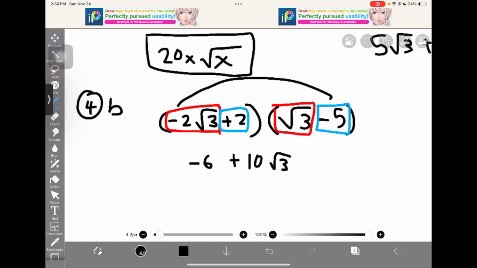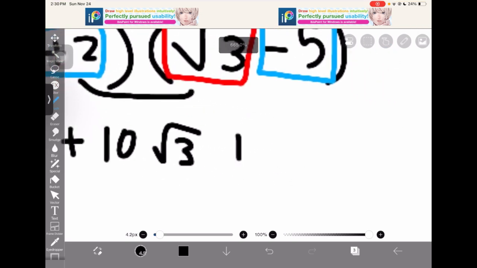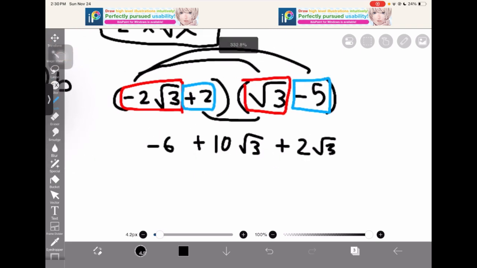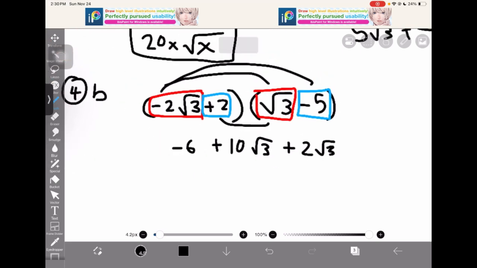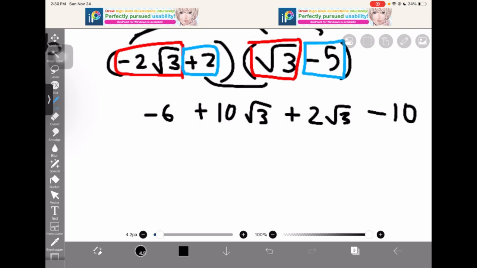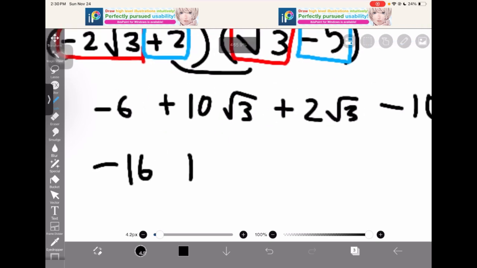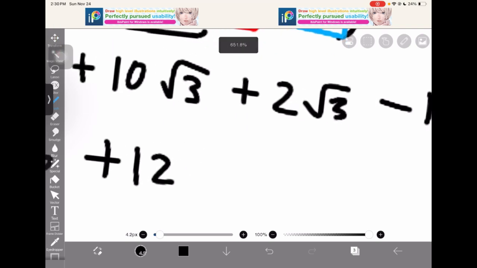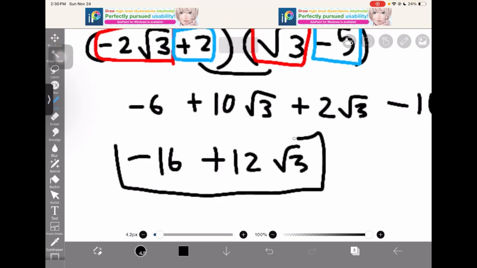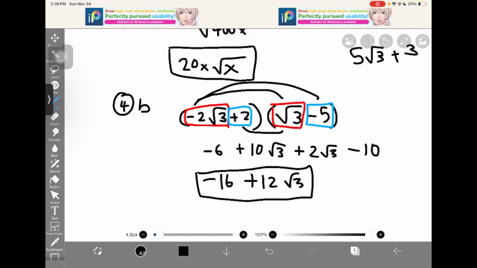Now that's this one done. This one done. Next is 2 times square root of 3. So that's just 2 square root of 3. Then lastly, it's going to be 2 times negative 5, which is just negative 10. Let's simplify like terms. So negative 6 plus negative 10 is just negative 16 plus 12 square root of 3, which should give us our final answer. Sorry that I got a bit stumped on this one, because I don't want any imaginary roots, but that's the correct answer.